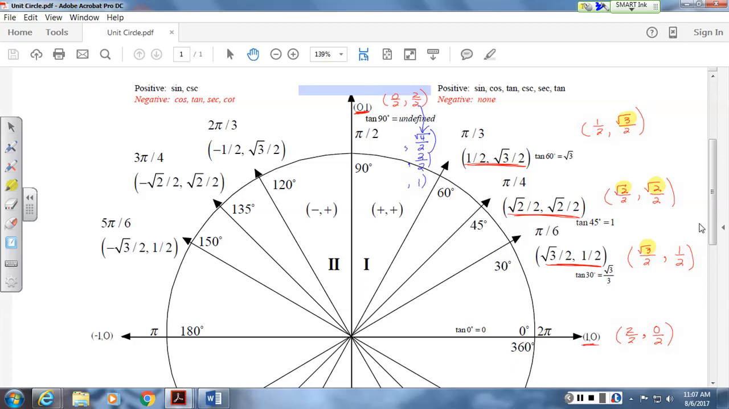I could even do square root of 0 over 2, because I know square root of 0 is 0, and 0 divided by 2 is 0. So I'm tweaking this just a little bit more, and I'm going to write this as the square root of 0 over 2 and the square root of 4 over 2, and make a mental note that that's equivalent to the 0, 1 of my coordinate pair. I could do the same thing down here. Square root of 4 divided by 2, square root of 0 divided by 2.